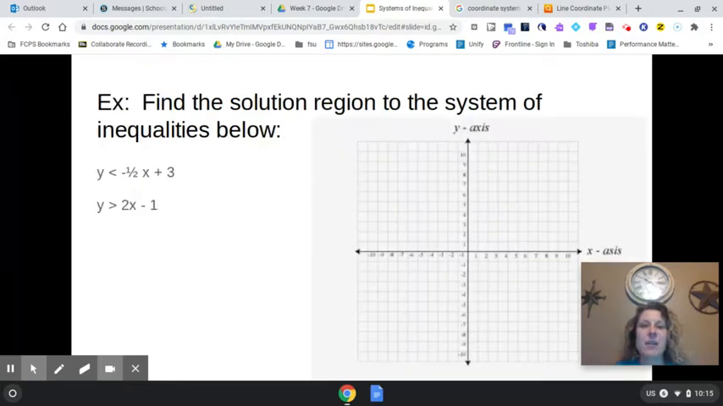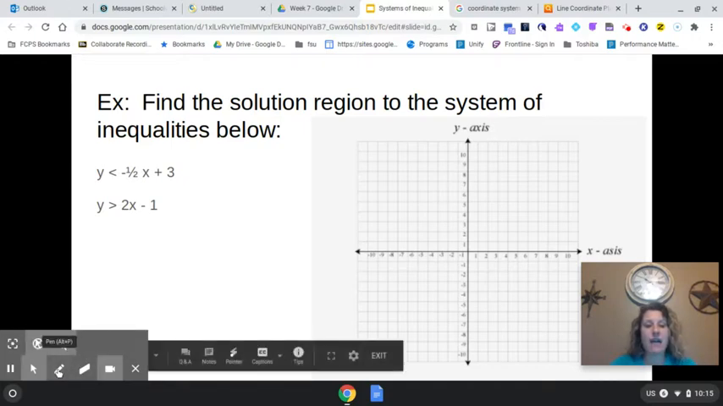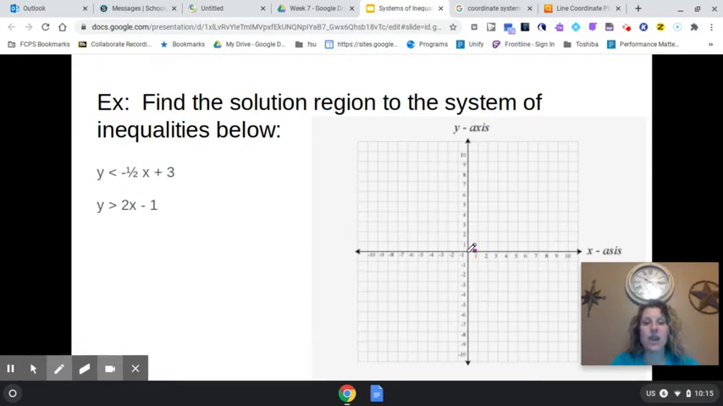All right, here's our first example that we're going to take a look at. The first inequality reads y is less than negative 1/2 x plus 3. So let's go ahead and graph that inequality on the coordinate system. We see that we have a y-intercept at positive 3. Then to get to the next point, we're going to go down 1 and right 2. I'm going to continue to put some additional points on my graph so it'll make it easier to connect those points in a straight line.